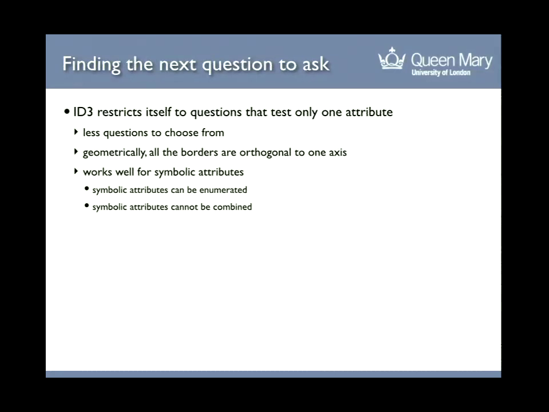Okay, so that's what we mean by saying that all of the borders are orthogonal to one axis. The axis is the feature that you're choosing to ask the question about.